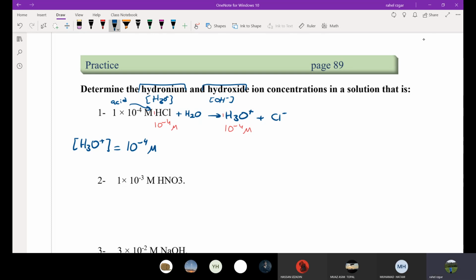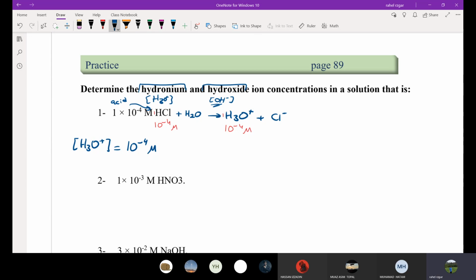But it's asking also for OH. It wants to know how much OH is left inside that water after we have added the acid.